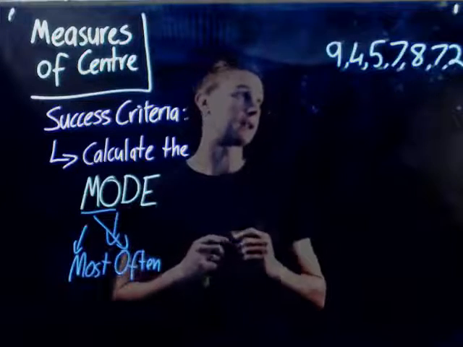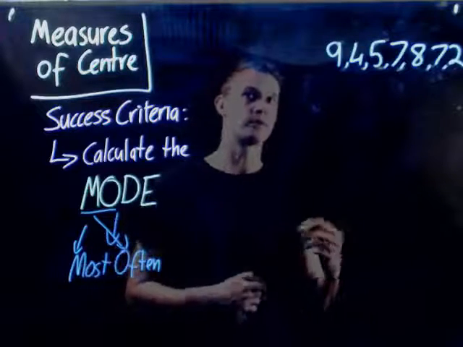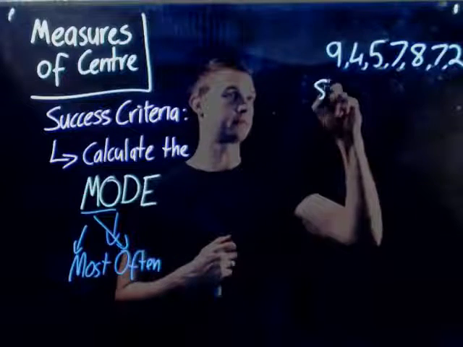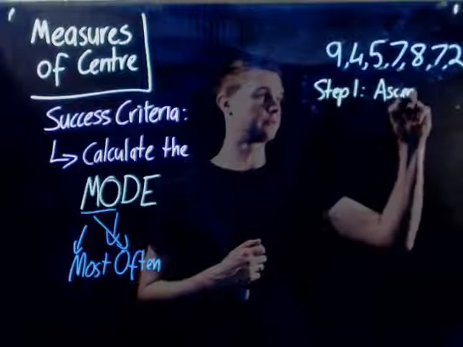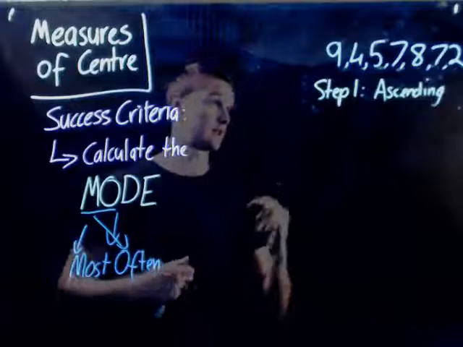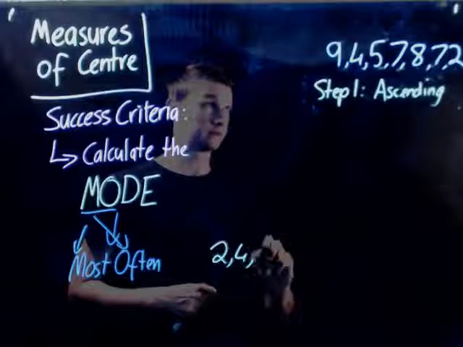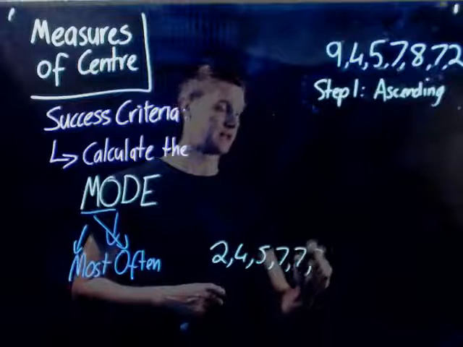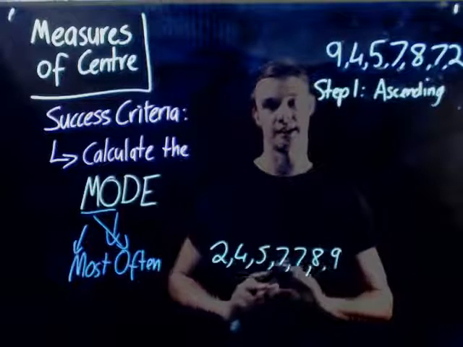So the way that we work that out, using this as an example, is that the best way to do this is to put it into ascending order. So step one is that we need to put it into ascending order. Okay, and we'll do that again just down here. So we have 2, 4, 5, 2 7s, 8, and 9. This lets us see the data easily.